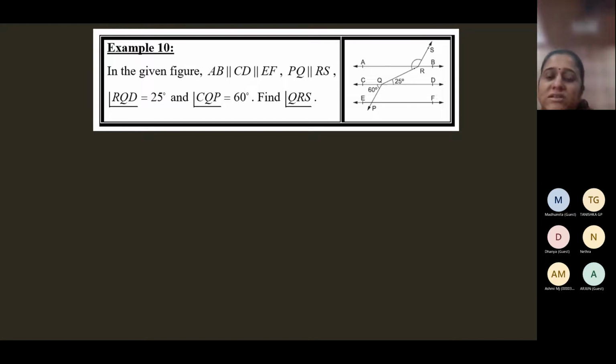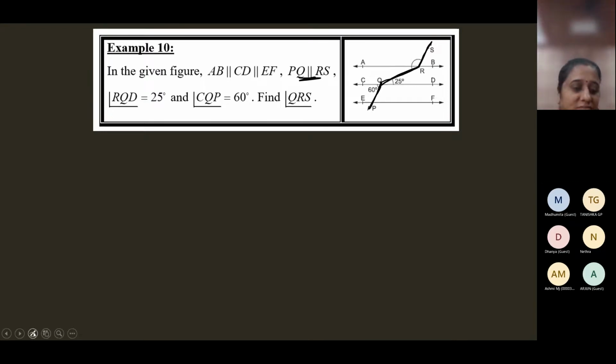So children, see here, follow this one. You can see PQ is parallel to RS. PQ is the parallel line, transversal, parallel line. RS and PQ are parallel to each other. This is PQ, this is RS. These two lines are parallel, it's given. So parallel lines and transversal. This is the transversal.